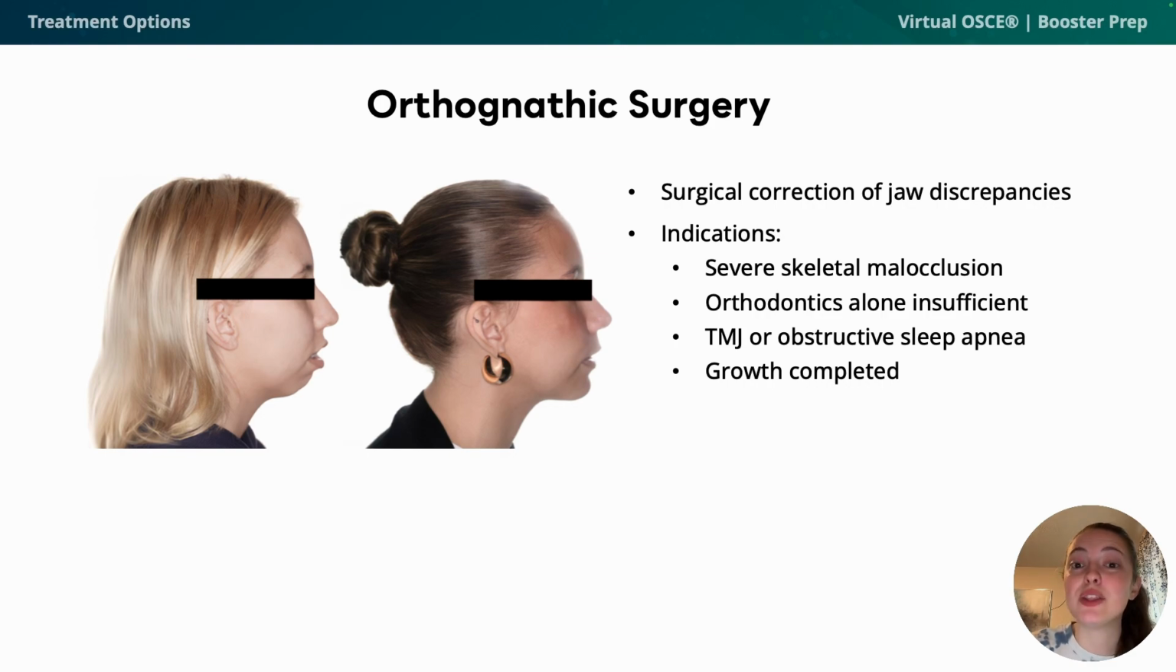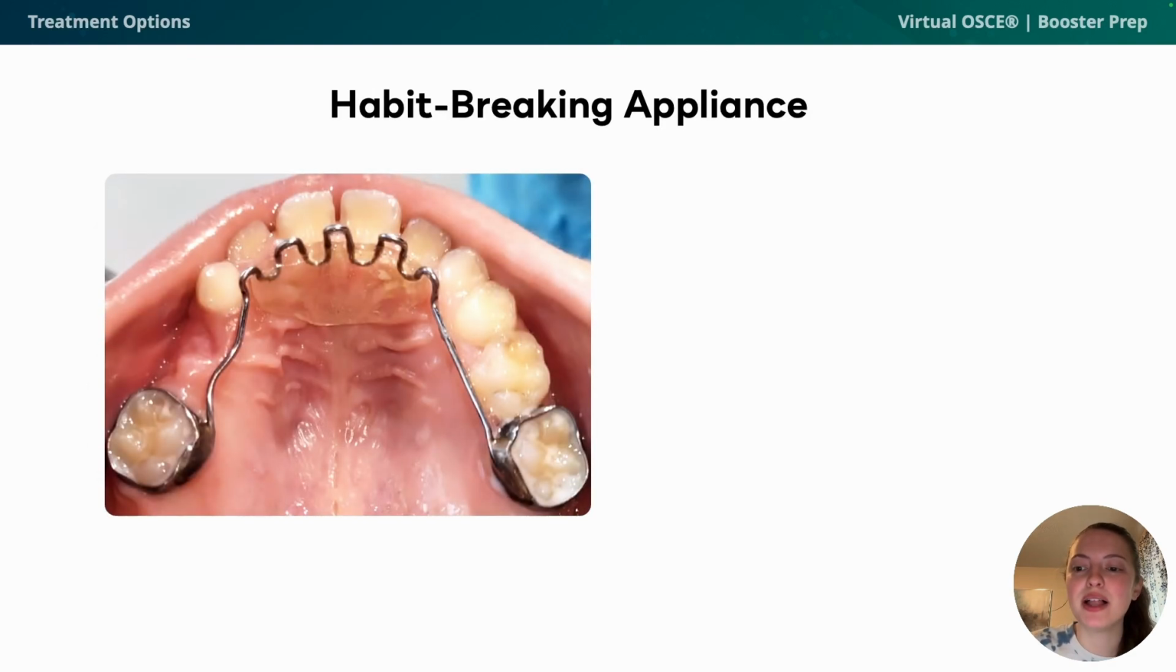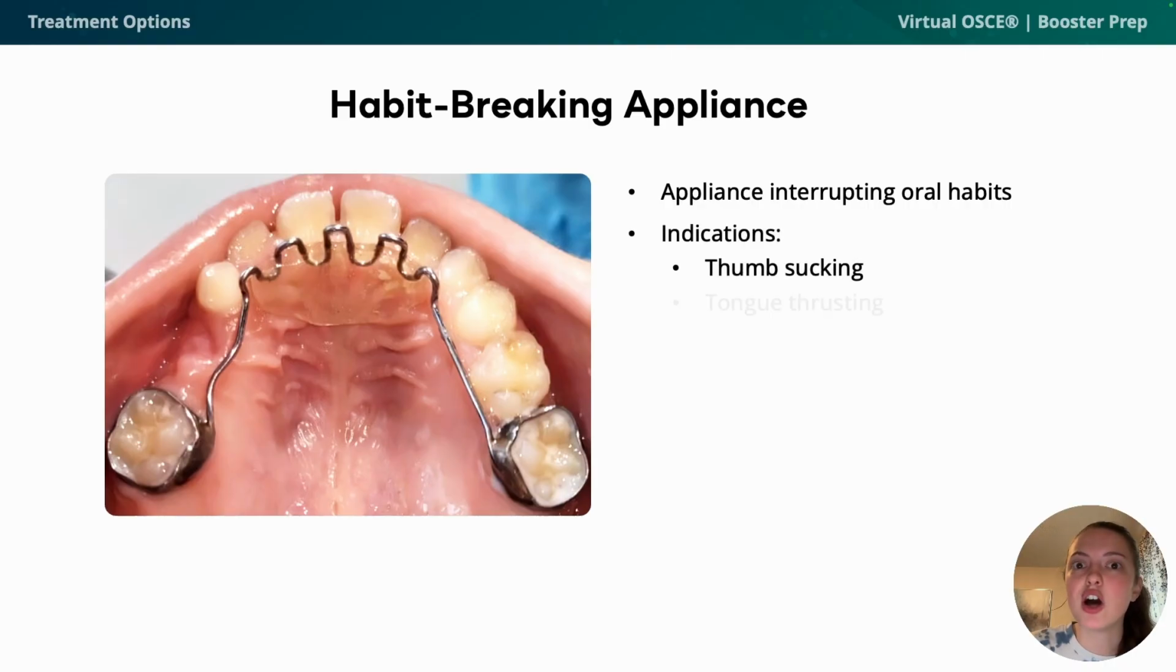Now, time to end with a pretty easy one after orthognathic surgery, and that would be a habit-breaking appliance. These are appliances that serve to interrupt oral habits, just as the name implies. And habits can include thumb sucking, tongue thrusting, or mouth breathing. The major purpose of these appliances is to remind the patient or prevent them from doing the habit. For example, the appliance that you're seeing here specifically is a type of thumb crib, which is a habit-breaking appliance used for patients who suck their thumb.